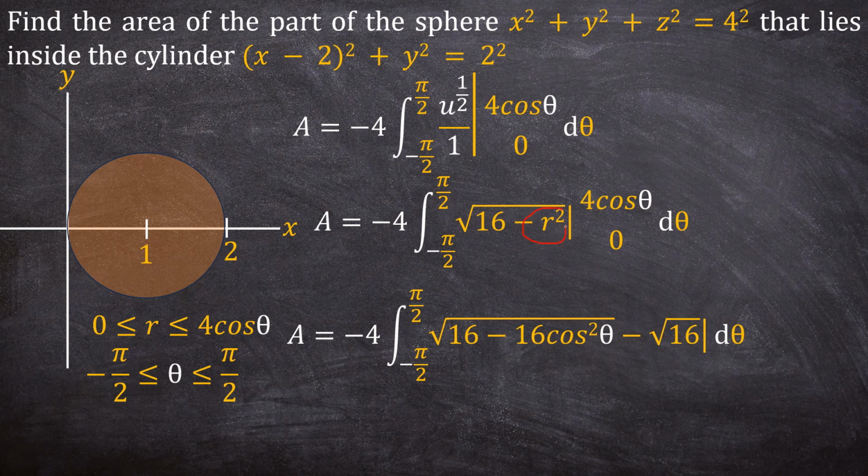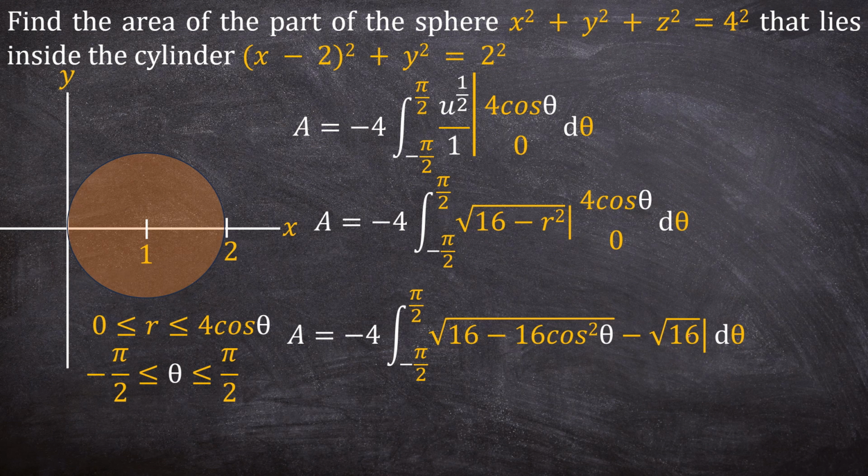Remember, for the upper bound we have r, which is 4 cos theta. So if we say 4 squared, we're going to have 16, and cos squared theta, we're going to have cos squared theta, right? Okay, and finally the lower bound is 0, so r is just going to die, and we're going to be left with 16. And from here you can see the square root of 16 is 4, right?